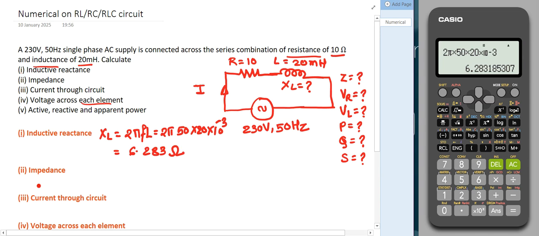So millihenry must be converted before calculating the impedance, so that XL is calculated. Sometimes directly impedance is asked. When the impedance is asked, first you determine the value of XL and then calculate the value of impedance. But here I have asked the inductive reactance first. So step by step we are going.